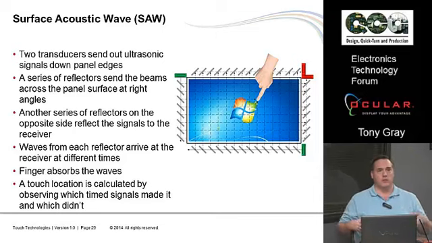So what you're doing is you put some transducers around the corners of the display, and you transmit a signal down the edge parallel to the display. And then you have reflectors along that are at a 45-degree angle. The wave, as it goes down, bounces off each reflector at a right angle and goes across the touch panel. Then you re-reflect that down into a receiver.